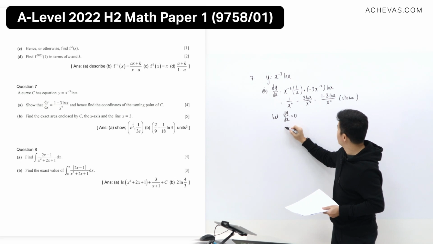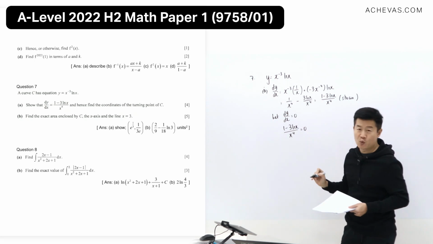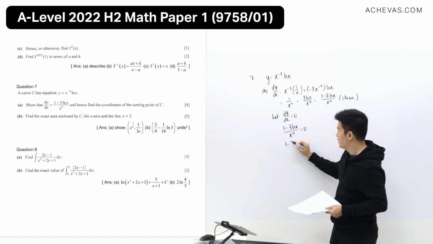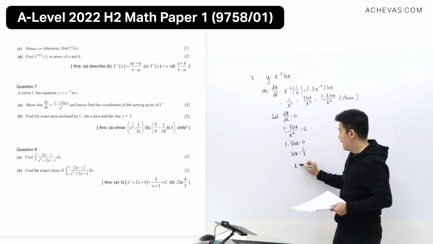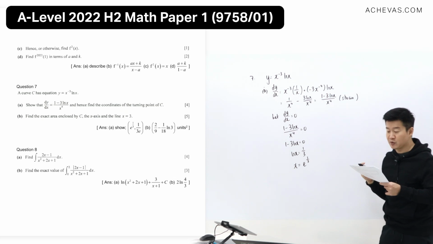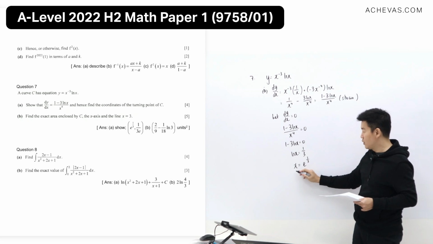So we are going to let (1 minus 3 ln x) over x to the power of 4 be equal to 0. Multiplying x to the power of 4 across to the other side, this is going to be equal to 0, which means that ln x is going to be equal to 1 over 3. x is going to be equal to e to the power of 1 over 3. We are supposed to find the coordinates of the turning point, so we need the y coordinate also.